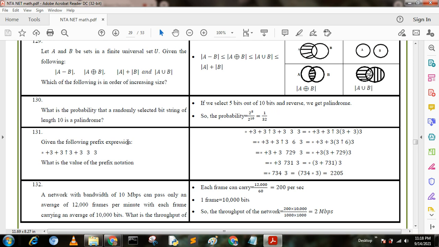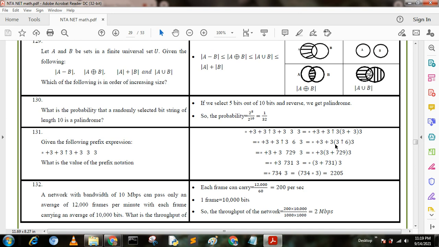Given the following prefix expression: star plus 3 plus 3 arrow 3 plus 3 3 3, what is the value of the prefix notation? Here the arrow sign indicates the power function. First of all, we write the expression: plus star plus 3 plus 3 arrow 3 plus 3 3 3. For the last two 3s written in the first bracket, we perform the plus operation and we get the value 6.